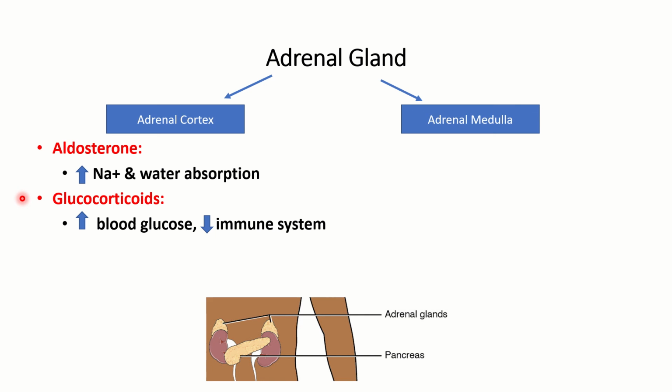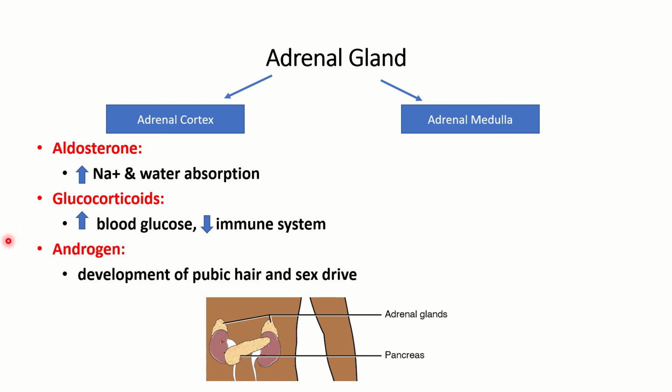The other one is a glucocorticoid. Examples are cortisol and corticosterone, and that will cause an increase in the blood glucose, and the other function is to suppress the immune system.